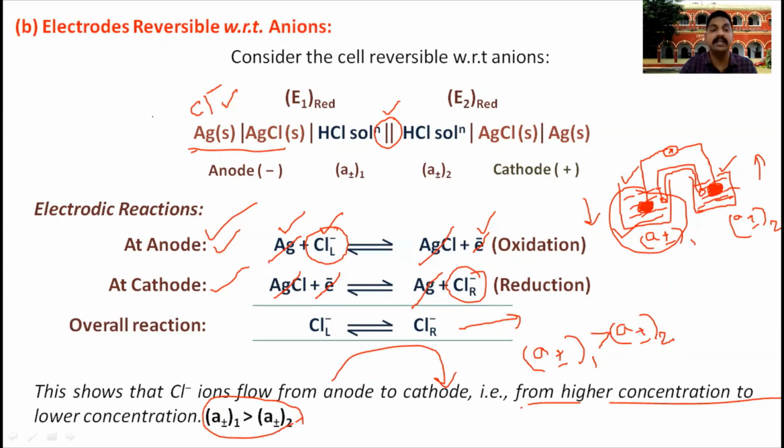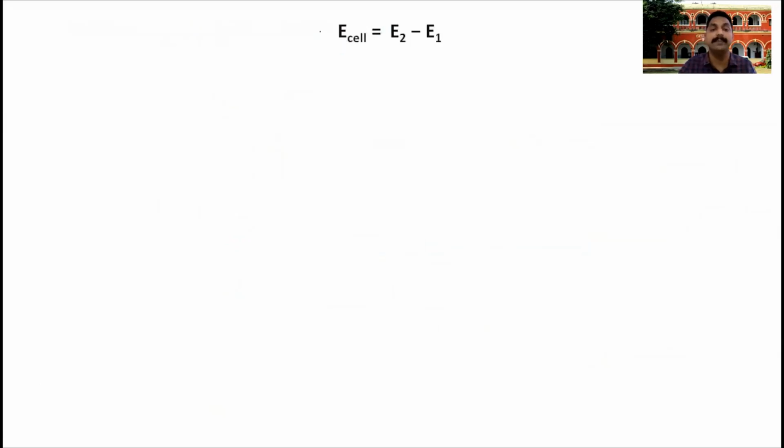Thus, we have seen two steps. What are those? First one is cell notation and second one is electrodic reactions. Now, what is the third step? In the third step, we see cell potential. So, the third step is cell potential. In cell potential, we have E cell is equal to E2 minus E1, which means reduction potential of cathode minus reduction potential of anode.